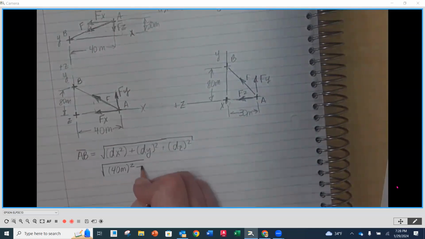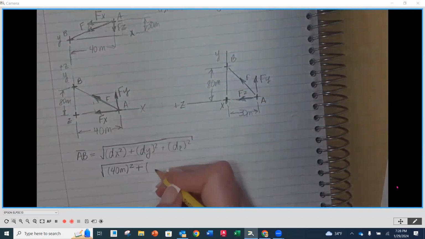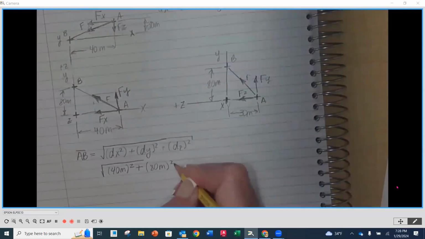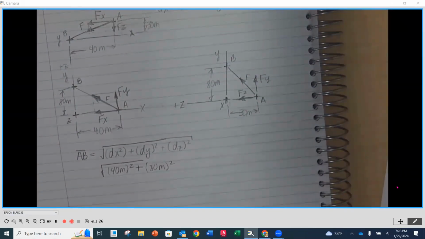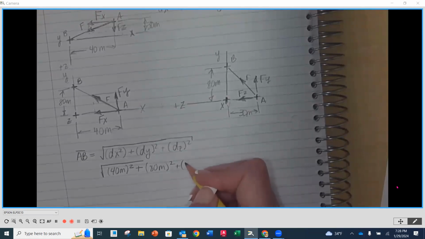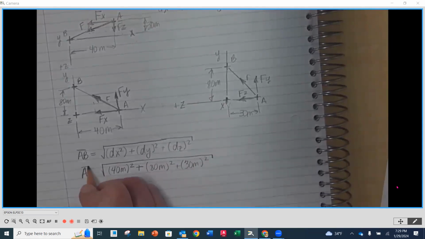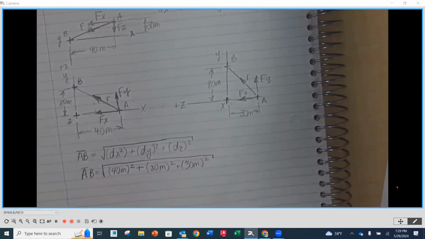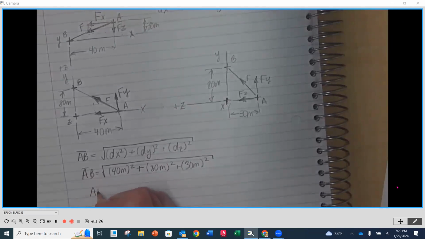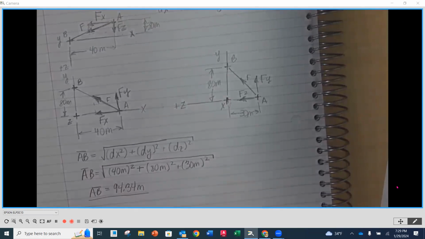We're going to square that value, plus the dy, which is 80 meters squared, plus the dz, which is 30 meters squared. And that's the length of AB, the length of the guy wire. So our length of AB is going to be equal to 94.34 meters. It's going to be a number that we're going to use.